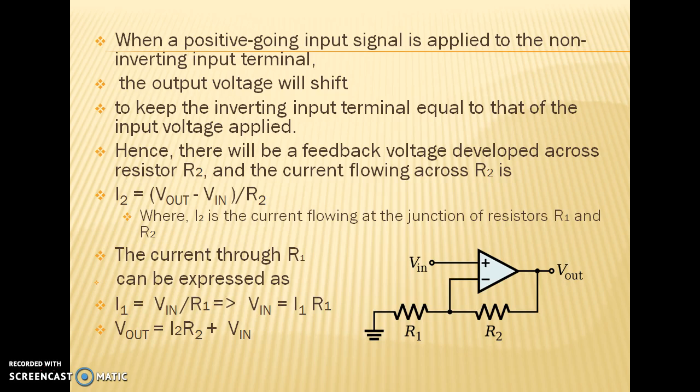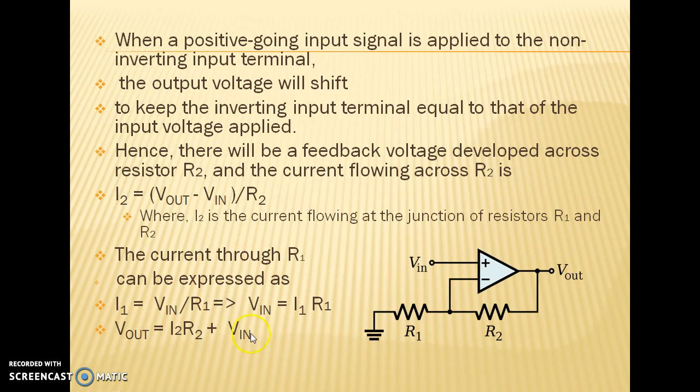Now let us consider the second case when a positive going input signal is applied to the non-inverting input terminal. The output voltage will shift to keep the inverting input terminal equal to that of the input voltage applied. Hence, there will be a feedback voltage across resistor R2, and the current flowing through R2 is given as I2 equals V out minus V in, which appears at the inverting terminal as well, divided by R2. Here I2 is the current flowing across the junction of resistors R1 and R2. The current through resistor R1 can be expressed as I1, which is V in divided by R1.